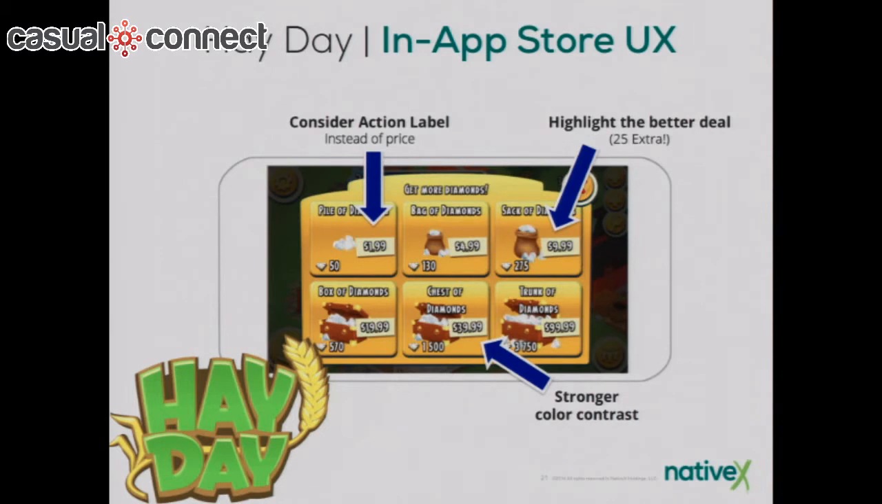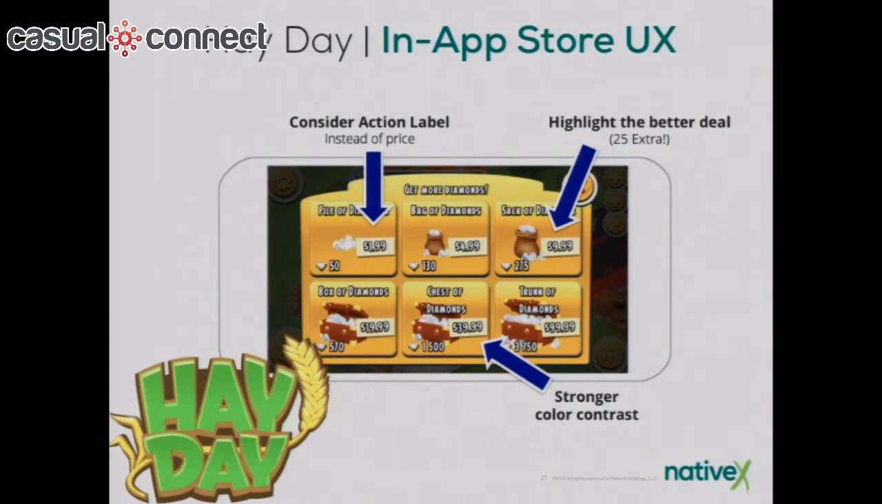Highlight the better deal. In this case, they have 6 different options. I actually think they do a good job on price of not overwhelming the user with too many price points. However, they should be guiding the user to the group of items that's going to be the best deal for them that they recommend they purchase. And then stronger color contrast. The call to action button is a little off-white and it's on top of an orange color, so they kind of blend together. That's not enough contrast to drive people to actually make the purchase.